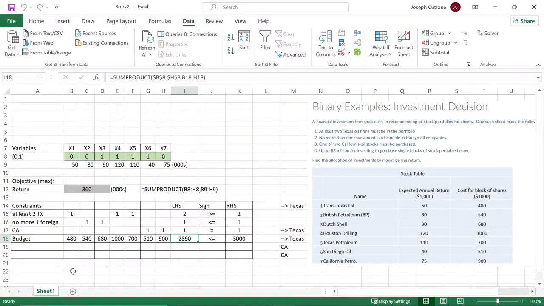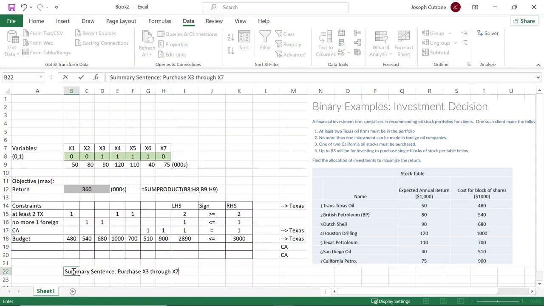So that would be my summary sentence. The only thing that I would caution about in the summary sentence: you purchase, and you can list these out. I'll just say X3 through X6 in the interest of time, for a return of, now just be careful here, it's $360. It's not $360 dollars, it's $360,000. So just watch the units. And that is the maximum return.